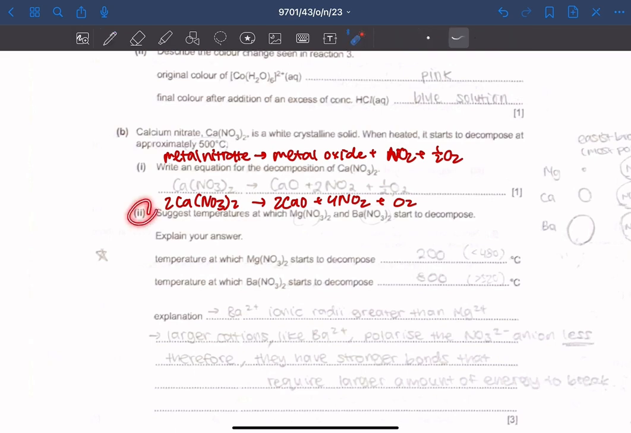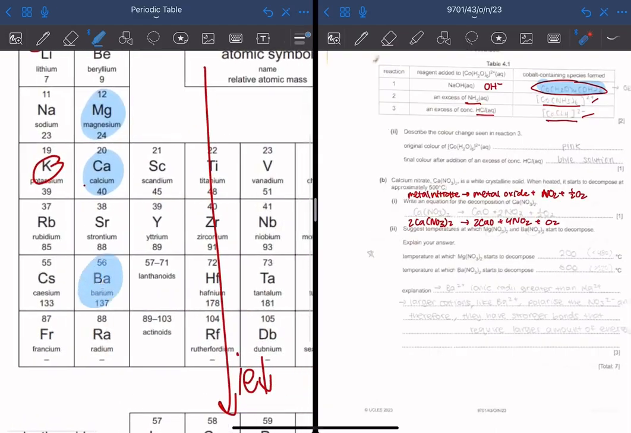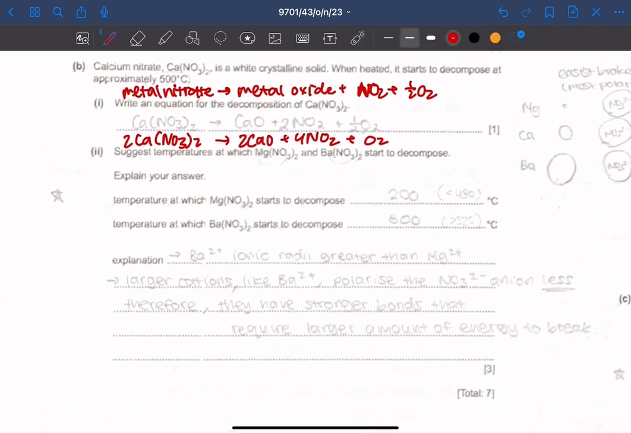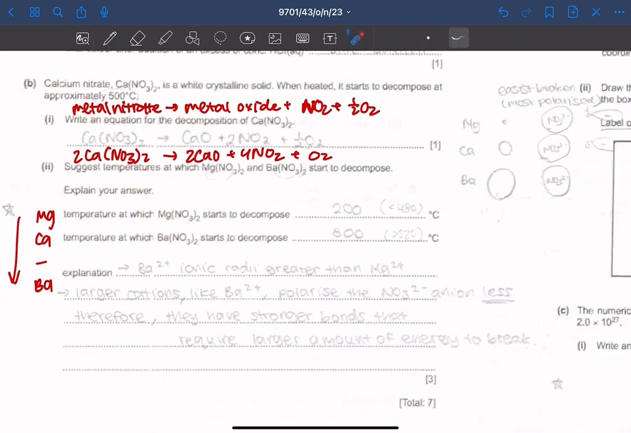Suggest temperatures at which Mg(NO3)2 and Ba(NO3)2 start to decompose. Explain your answer. So if we see in the periodic table, down group 2, it's actually Mg, and then Ca, and then Ba. So it is increasing in size, as you can see in this diagram that I've drawn on the right here.